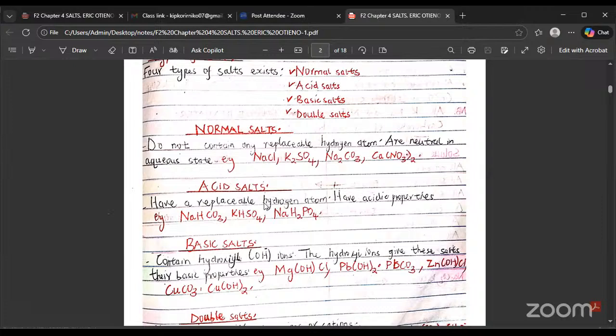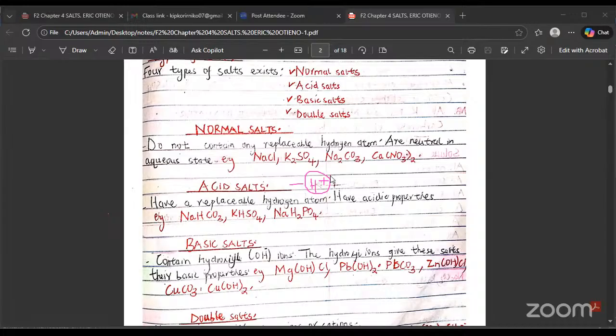Now, acid salts is the next one. Acid salts, we normally say they have a replaceable hydrogen atom. Now, acids are normally written this way. If I wanted to talk about an acid without mentioning the word acid, I'll write H positive. Of course, you don't mind the handwriting. We normally denote an acid as H positive.